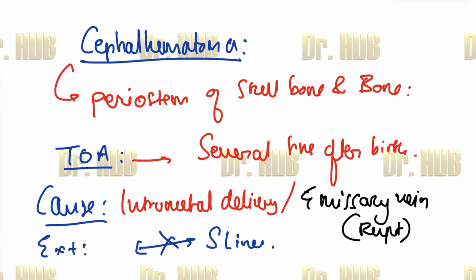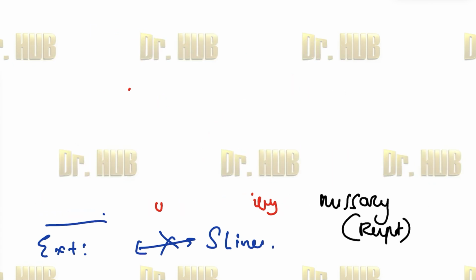Now we move on to the period of absorption. What will be the period of absorption? Whereas Caput succedaneum took about 2 to 4 days, the cephalohematoma takes 2 weeks up to 3 months for absorption.